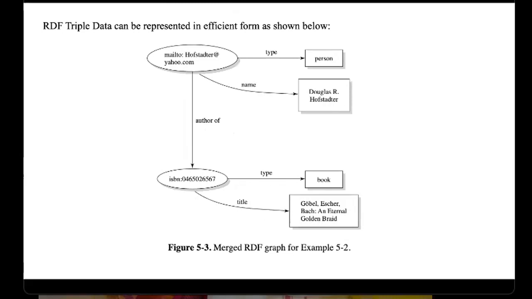See, an RDF statement can be given and you may be asked to represent it in graph form, triplet format, and this RDF graph also it may be asked to write. It will be very simple. The only thing is you have to identify the subject, predicate, and object. Okay. Hofstadter type person, name, and again same, author of this ISBN book number, type book, title this title.